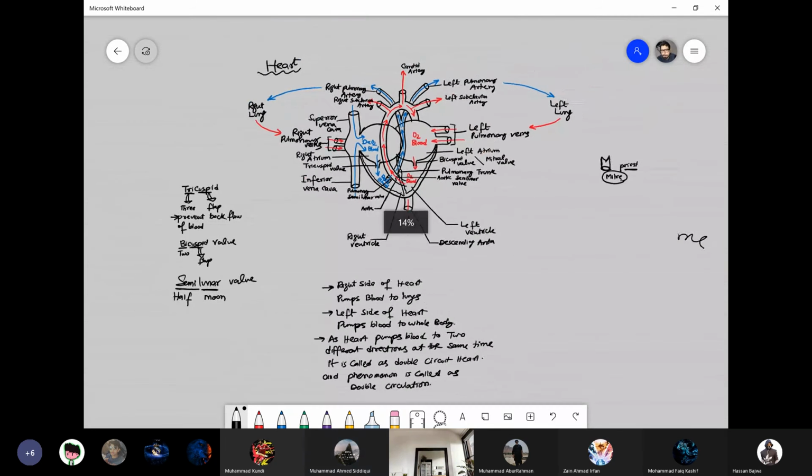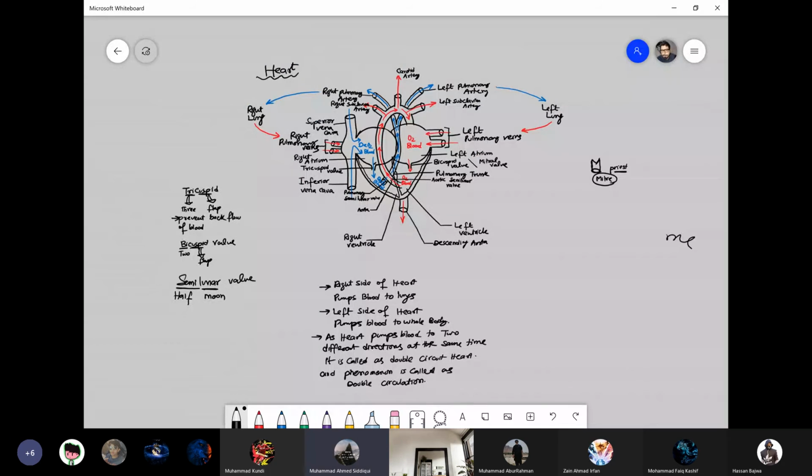Right? So if you guys remember, we learned about the fish that it is a single circuit heart. But if you guys remember the last lecture, mammals, birds, reptiles, and amphibians, their heart is double circuit. And here right now we are discussing the human heart. Okay, boys?